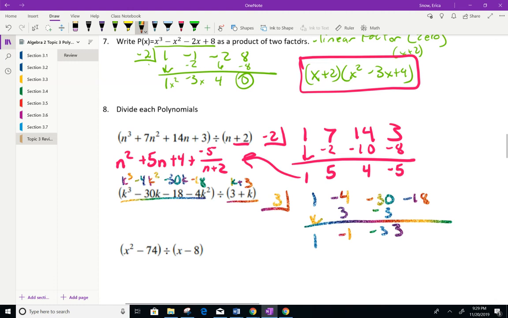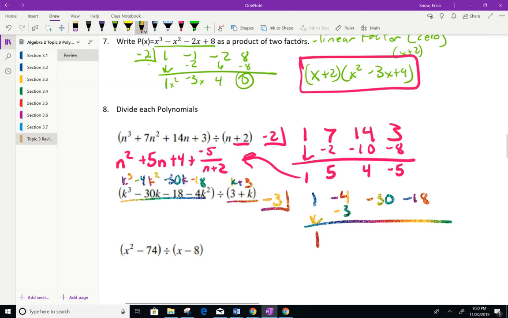Making sure I did that right. 1, -4, -30, -18. Bring down the 1. 1 times 3 is 3. -1 times 3 is -3. Okay. -3. 3 times 3 is negative. Oh, guys, that should have been a -3. When you get really weird numbers, double check that you did everything right. So yeah, we should have been dividing by -3.